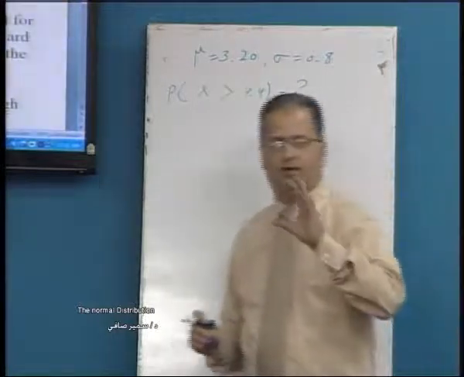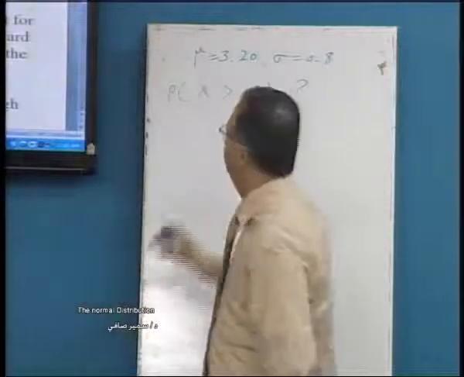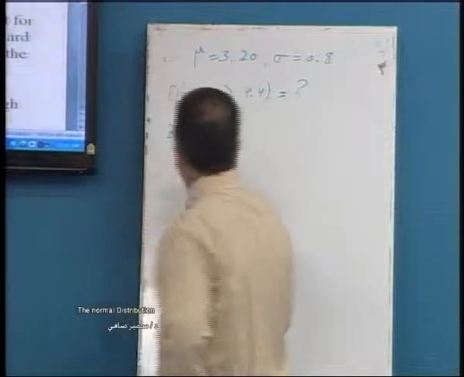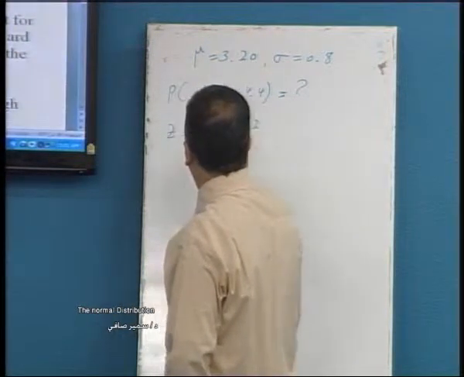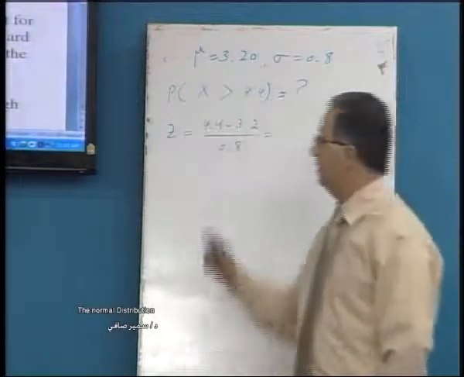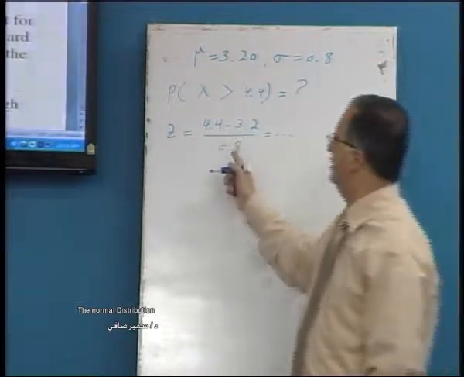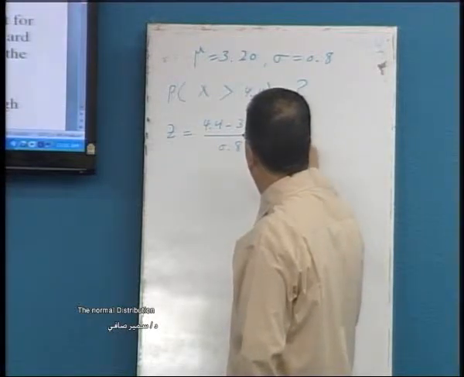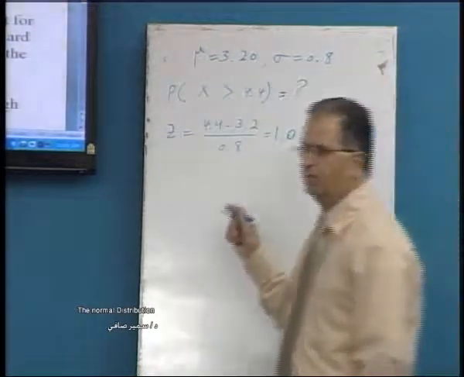I just gave the idea to solve this problem. At home you can complete it to find the exact answer. So first step, find the z score. Z is 4.4 minus 3.2, divided by 0.8. Just compute this value: 1.2 divided by 0.8 equals 1.5. So the z score is 1.5.